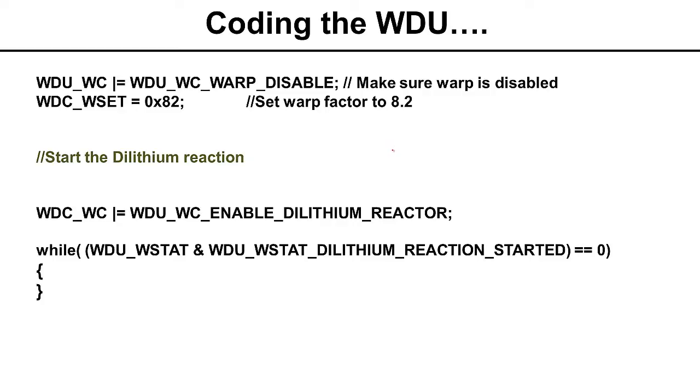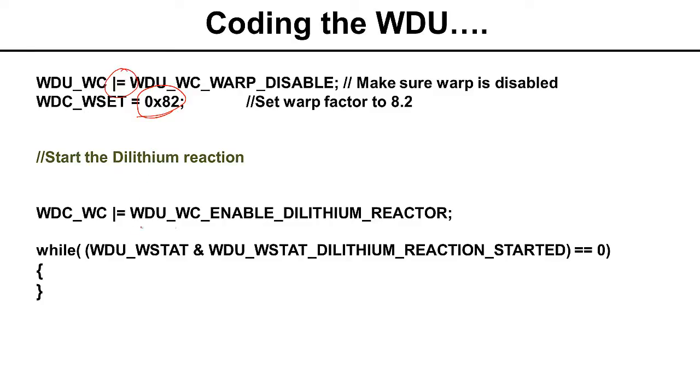And then we go to write code. So if we remember our process before, we first have to make sure the warp drive is disabled. So we set the disable bit. Remember, setting is ORing. All right. We're going to set warp factor equals 82. All right. Next, we got to start the dilithium reaction. That was in our list.